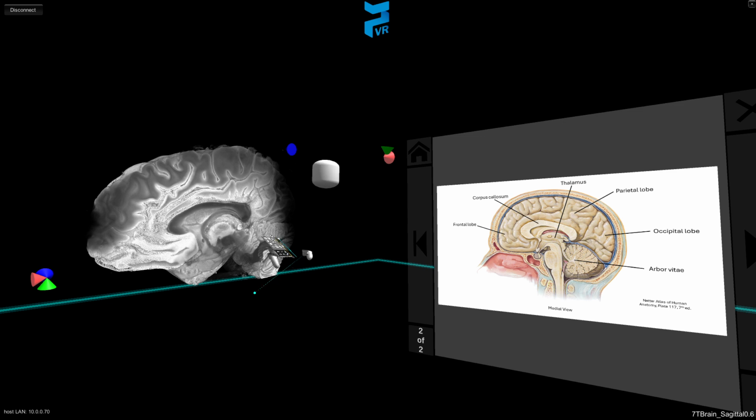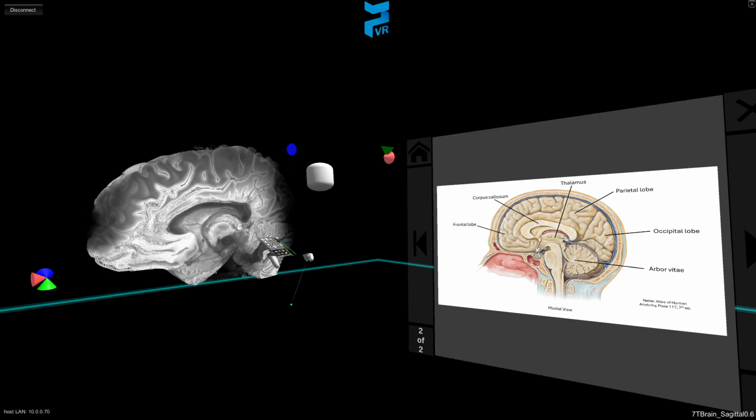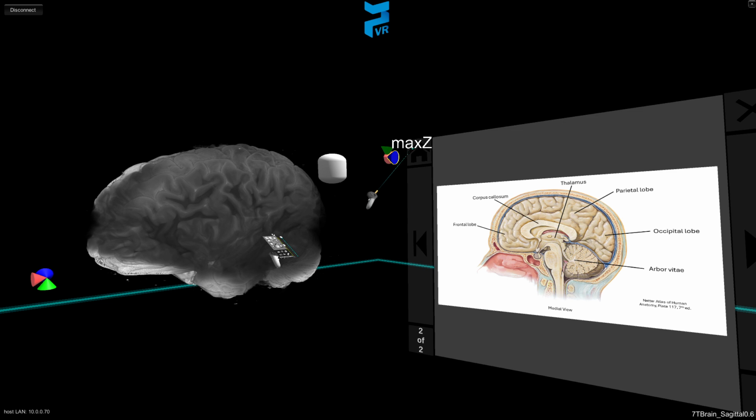Then finally, within the cerebellum, we have this structure called the arbor vitae over here, this tree-like structure, and we can see it here within the picture. And arbor vitae means tree of life, so it's very appropriately named as it looks like a tree. So adjusting this arrow back.